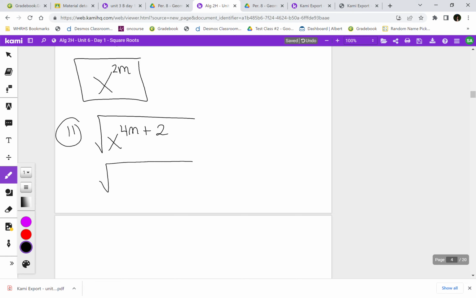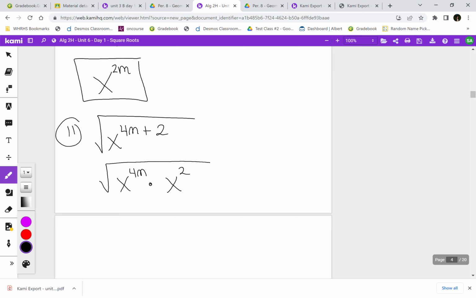Do you all agree this is the same as saying x to the 4m times x to the 2nd? Right? X raised to the 4m plus 2 power. That's the same as x to the 4m times x to the 2nd, because when you multiply, you add the exponents. For some reason, students think this is a lot easier to simplify versus this, even though they're the same thing. Whatever works for you. If it's easier for you to see it, change it into this.